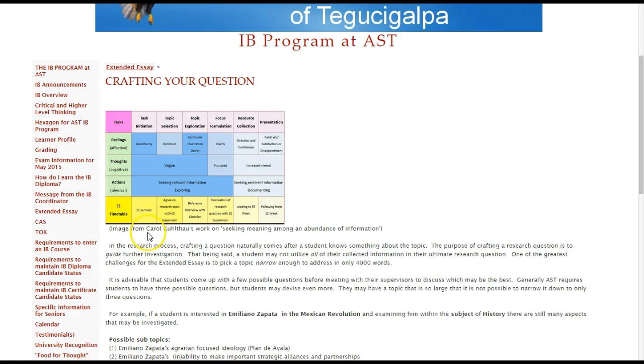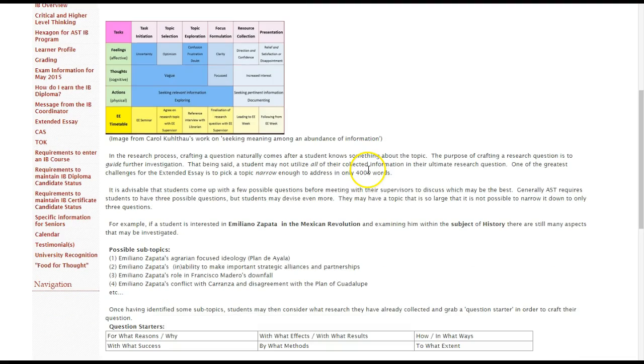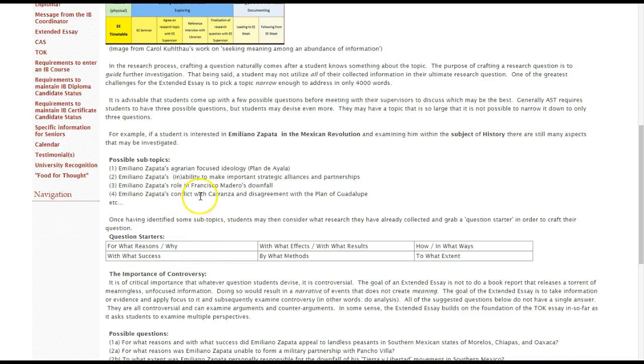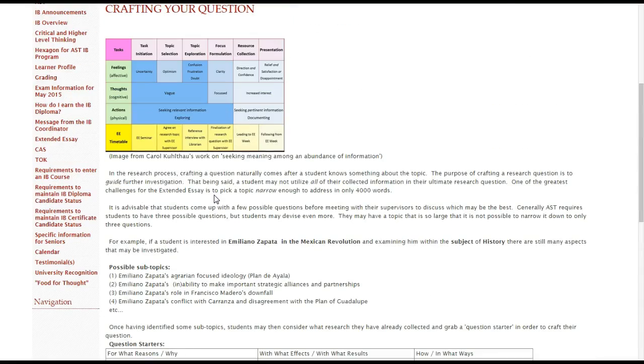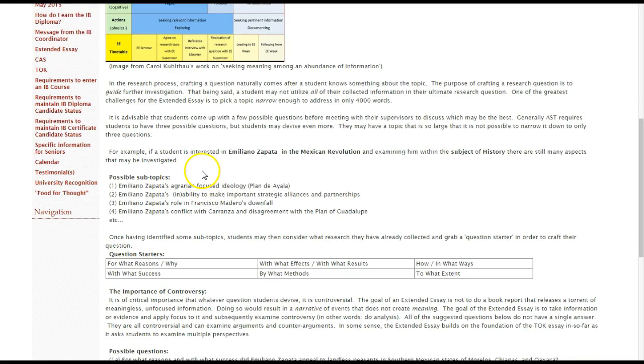So this image here comes through Carol Kuhlthau's work on seeking meaning among an abundance of information, which is exactly what the extended essay is, because after topic exploration, after having done the research, you're just going to have so much information. So you're really thinking about how do you make sense of it. So this page kind of continues with some of the previous videos and the examples that are there, and I'm not going to read all this information. I'm just going to kind of highlight it, but it is written down. And I do advise students really read it and think about it. It isn't that long. I tried to really get to the point.